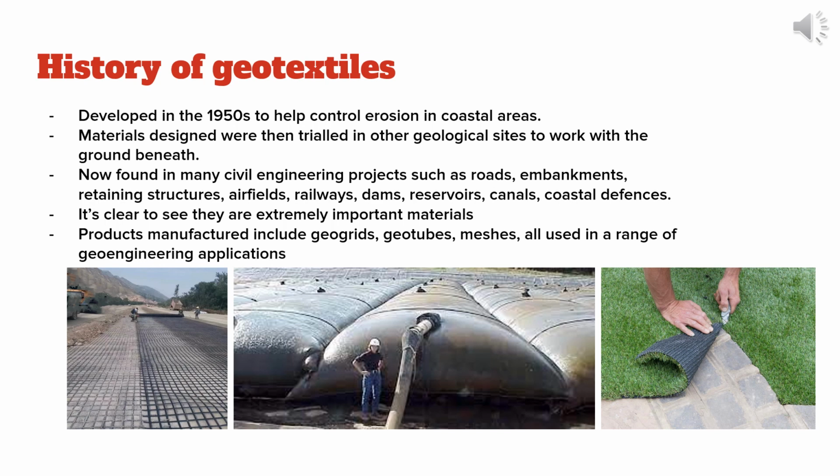The products which are manufactured mainly are geogrids, geotubes and geomeshes. Geogrids provide stabilization for the ground, geotubes are used for the dewatering of river sediments, and geomeshes are mainly used in landscape applications. They act as reinforcement to help stabilize the land also.